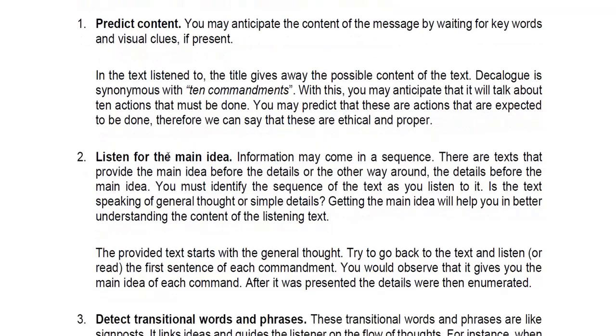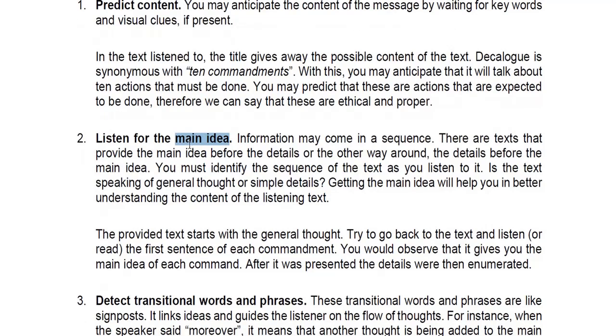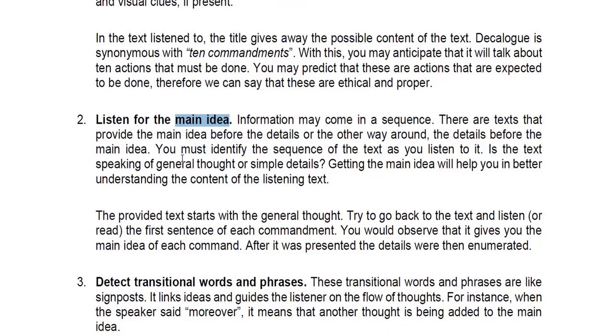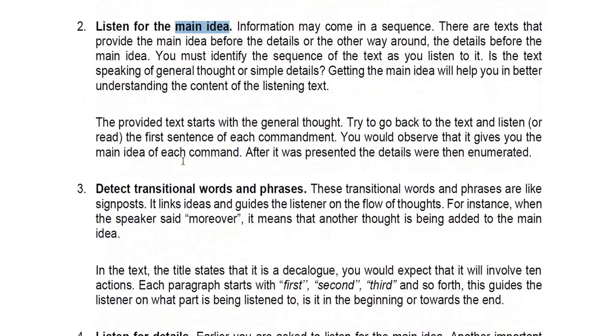Next, listen for the main idea. So we already discussed main idea. So when we say main idea, the most important sentence usually contains the main idea or the important topic in a particular selection. So listen for that, for you to find out what the selection is all about.